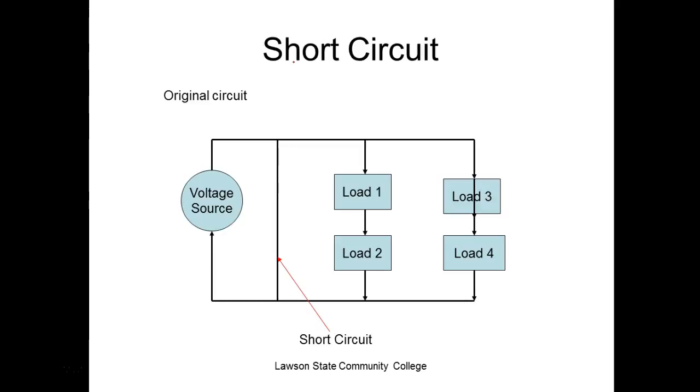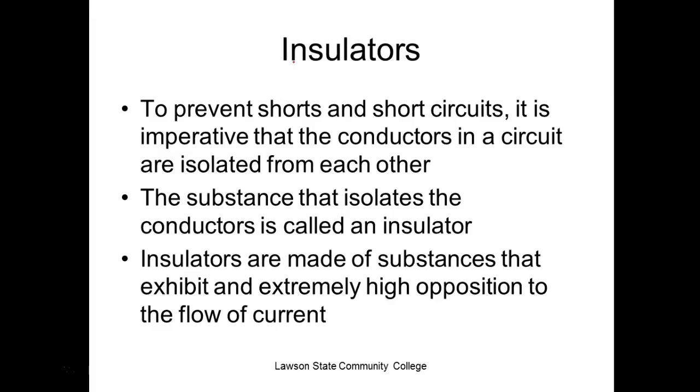So what do we need to do to keep these guys from connecting together? Well, one thing we use is insulators. Bridge shorts and short circuits. It's imperative that the conductors in a circuit are isolated from each other. The substance that isolates the conductor is called a what? Insulator. Insulators are made from substances that exhibit extremely high opposition to current flow.